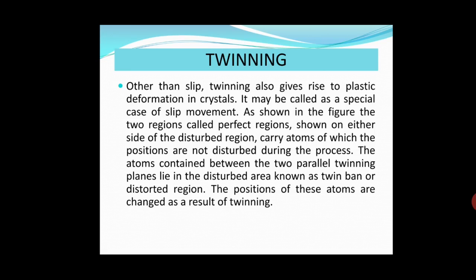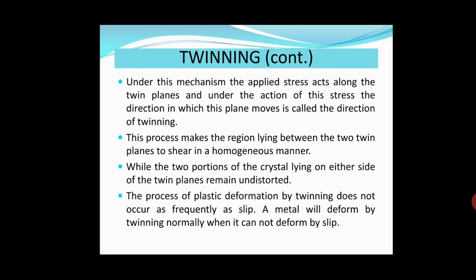The atoms contained between the two parallel twinning planes lie in the disturbed area known as twin bar or distorted region. So two twinning planes. Slip plane is one plane, but in case of twinning there are two parallel planes. In between these two planes the disturbance occurs, the distortion occurs, and above one plane and below the other plane the atoms are in original position, not disturbed. The position of these atoms in the disturbed regions changed as a result of twinning.